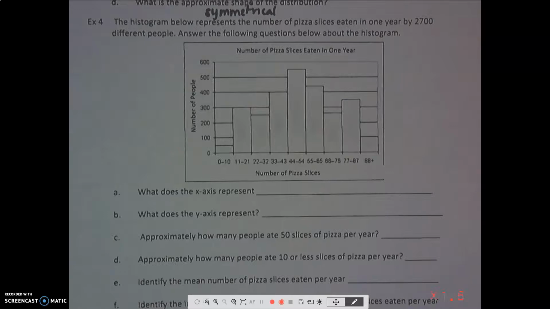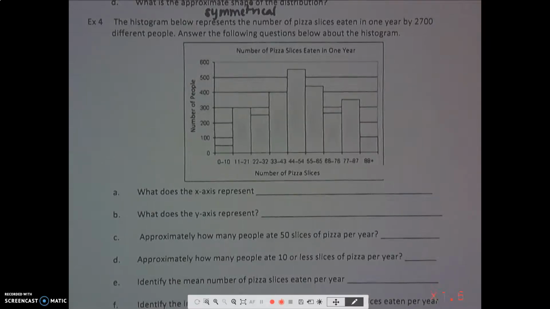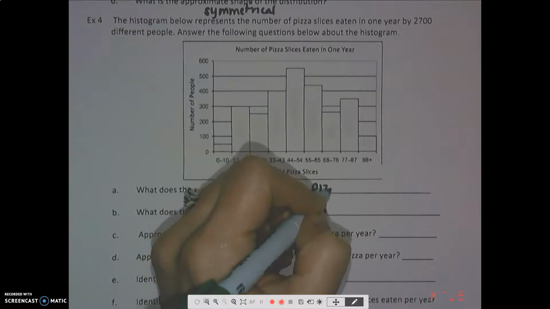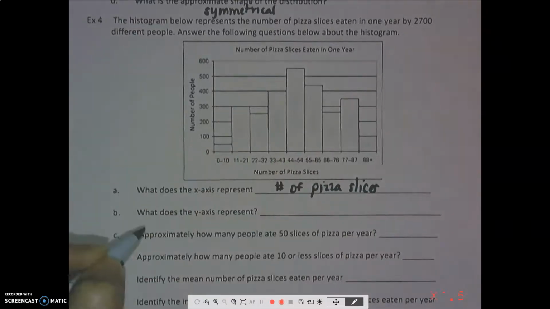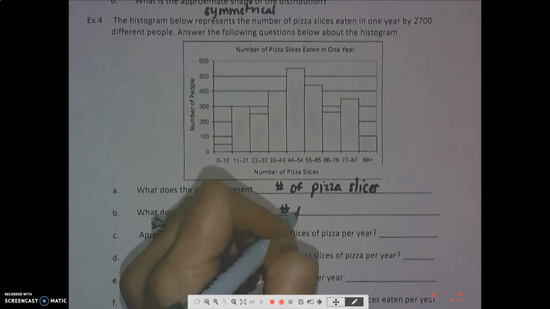So this represents the number of pizza slices eaten in 1 year by 2,700 different people. Okay. So what does the x-axis represent? So that's going to be the number of pizza slices. What does the y-axis represent? So that's the number of people.